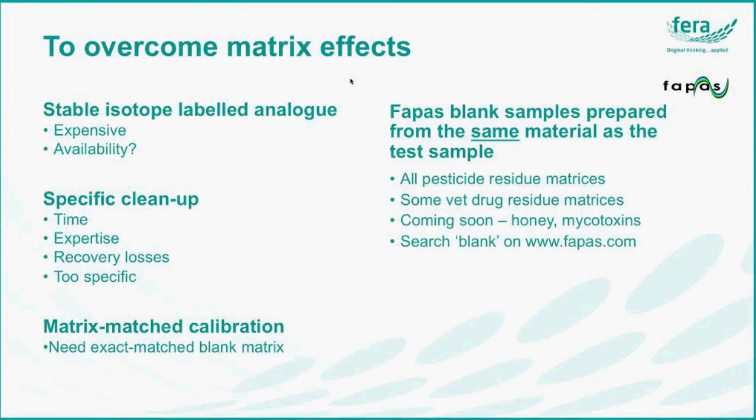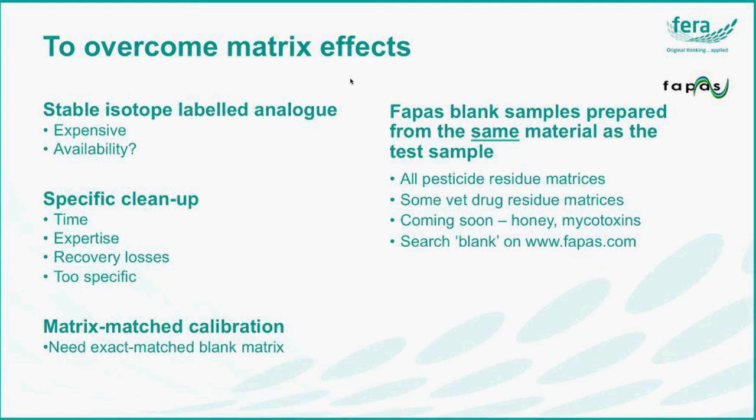How do we overcome that problem? There are several options. Stable isotope labelled analogues. Unfortunately, these are expensive, and if you're analysing 300 or 400 pesticides, are you going to have a stable isotope analogue for each pesticide? Are they available? Can you afford to buy such analogues? It's maybe not economically possible.